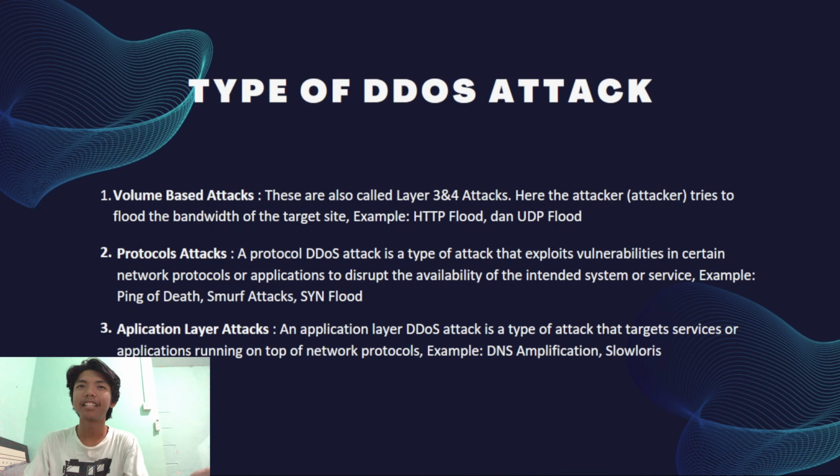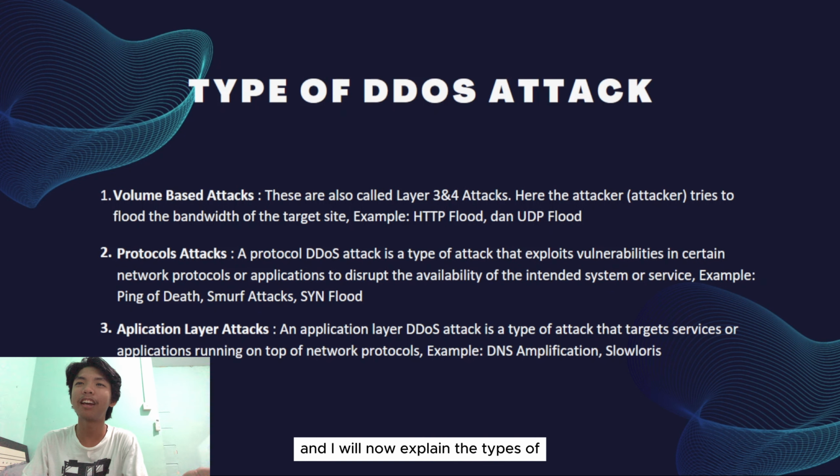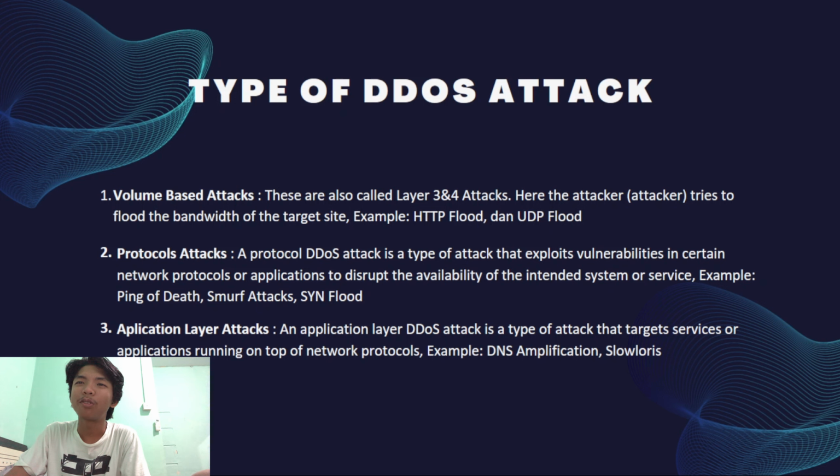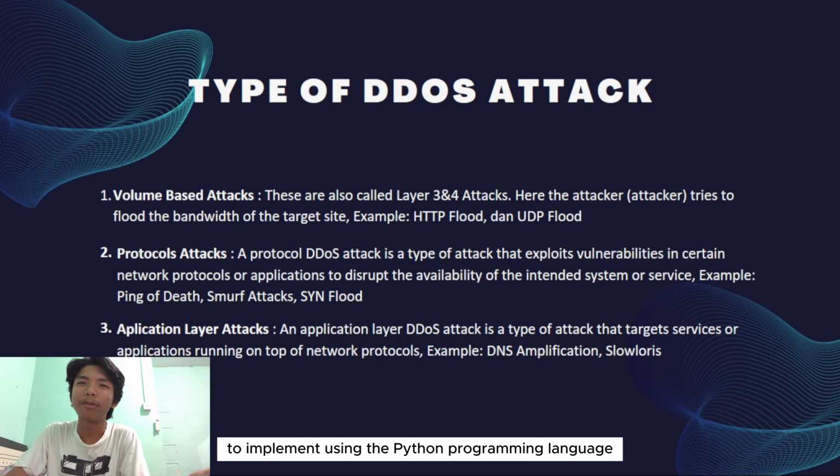Thank you. Next, hello, let me introduce myself. My name is Ruben Bakara, and I will now explain the types of attacks we will implement in this project. Generally, there are three types of DDoS attack, namely volume-based attacks, protocol-based attacks, and application layer attacks. Next, we have chosen one example from each attack type to implement using the Python programming language.